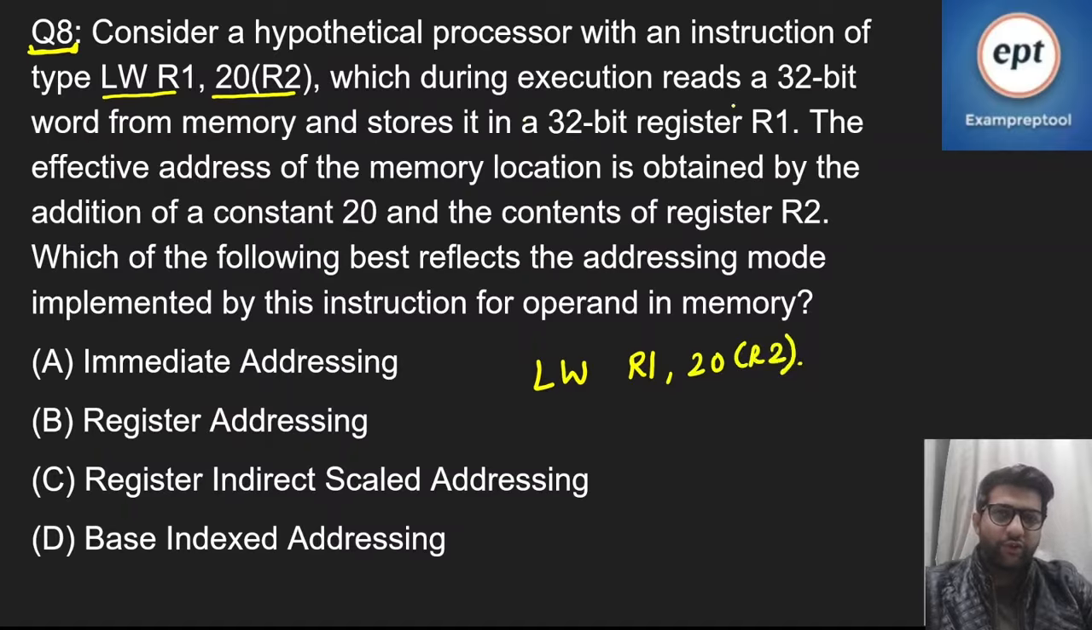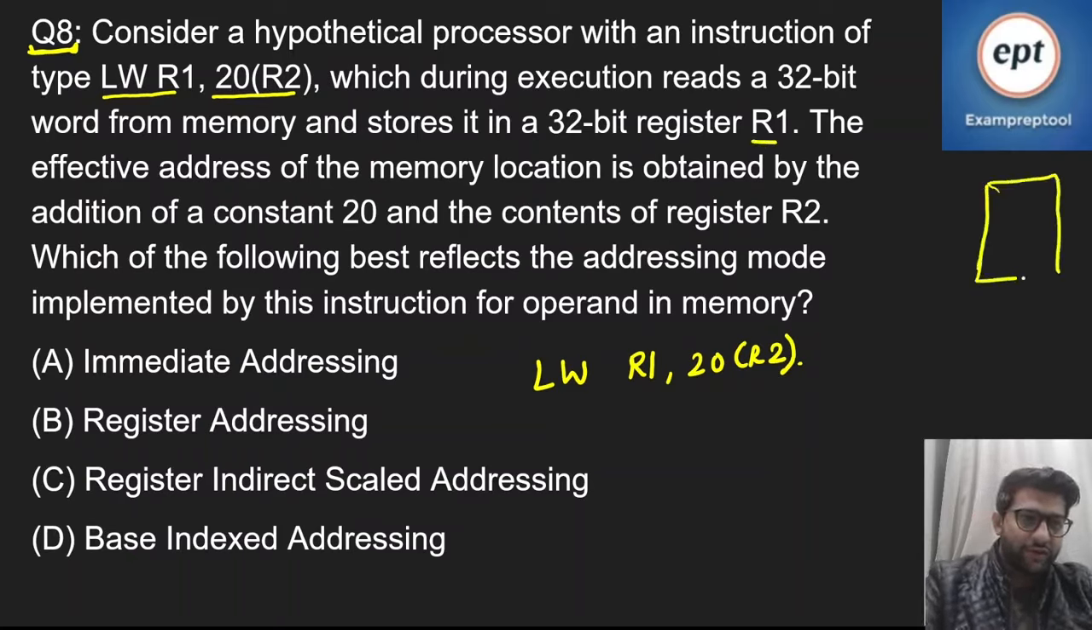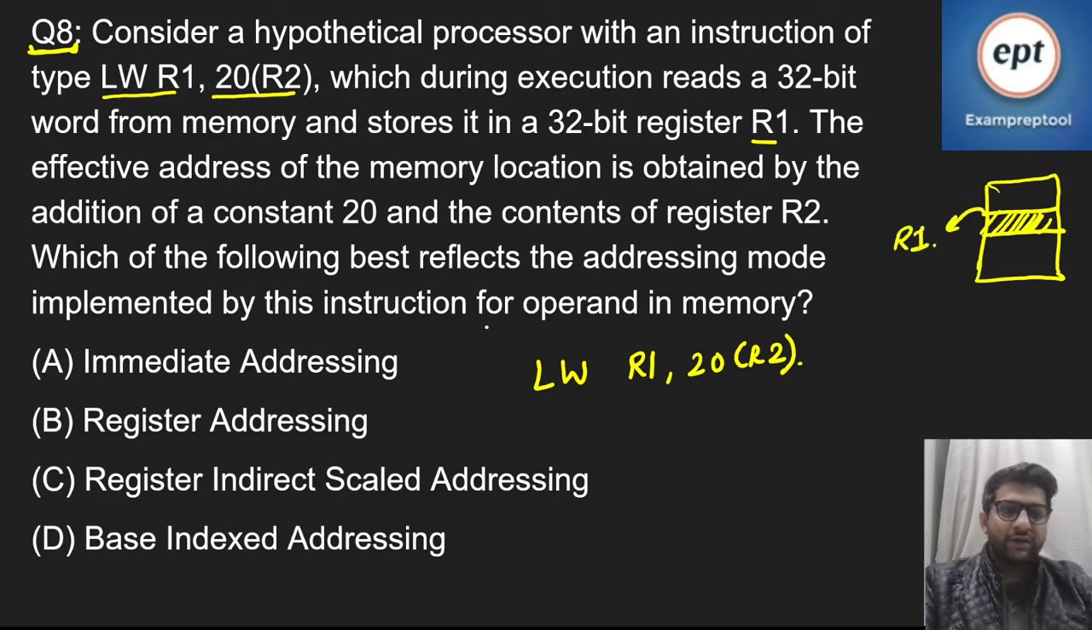So which during execution reads a 32-bit word from memory and stores it in a 32-bit register R1. So it is saying that this instruction reads a 32-bit value from the memory and stores it in a 32-bit register. Now the effective address of the memory location is obtained by addition of a constant.